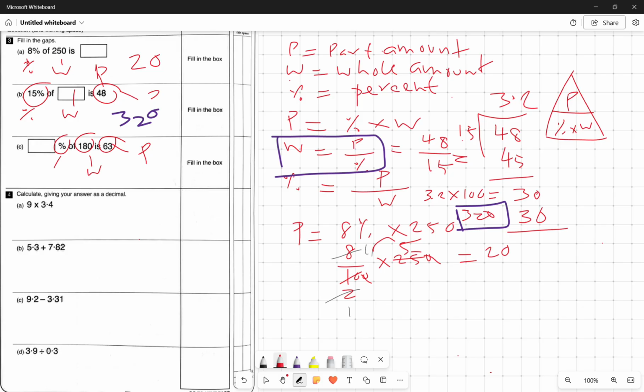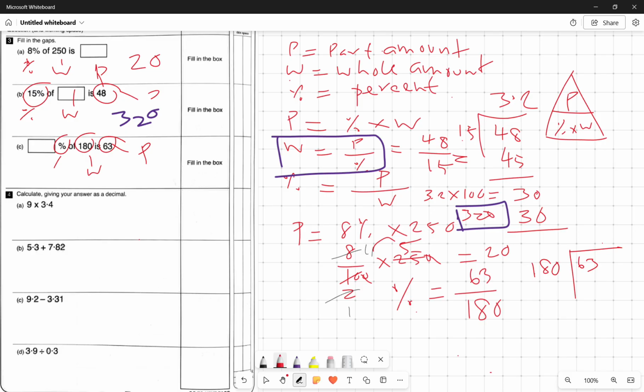So go back and check the formula. The percent is equal to P over W. So I'm going to write percent equal to the part amount given, which is 63, divided by the whole amount, 180. Again, you're going to use the bus method for division. So I'm going to write 63 and here 180.